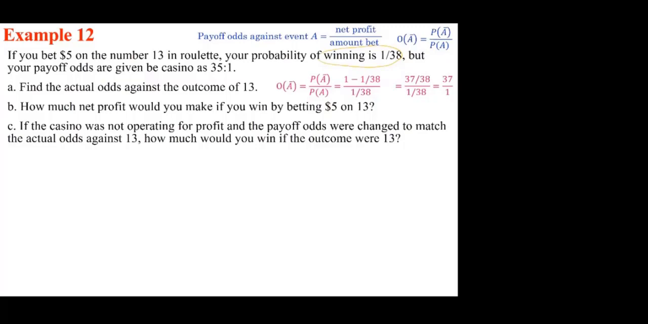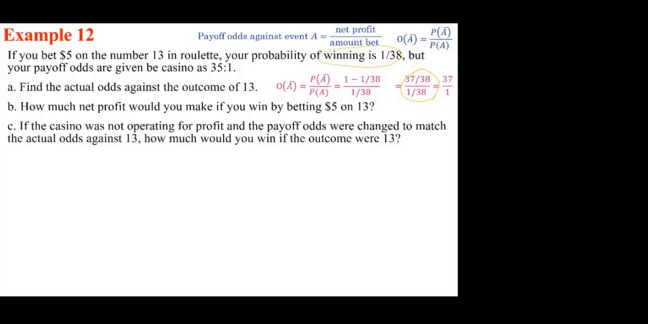I want you to pay attention to why I wrote it as 37 over 1, because they like us to write it as a ratio of two integers. So 37 to 1, and I'm assuming everybody's comfortable with the complex fraction and can simplify it for the problem. When you're looking at this complex fraction, you can multiply the top and the bottom by 38. It goes away, becomes 37, and we write it as 37 to 1. So that would be the actual odds against the outcome.